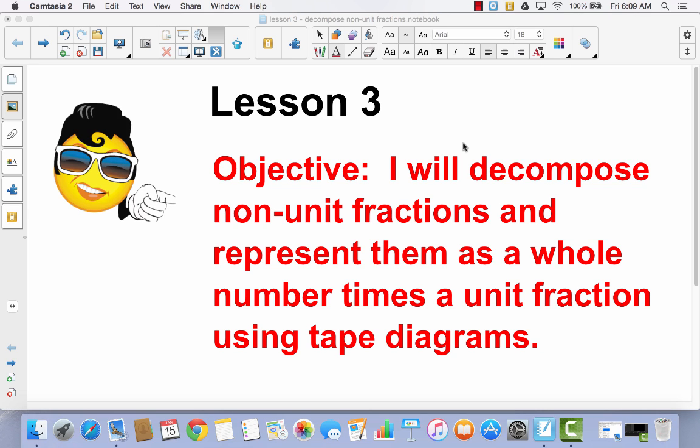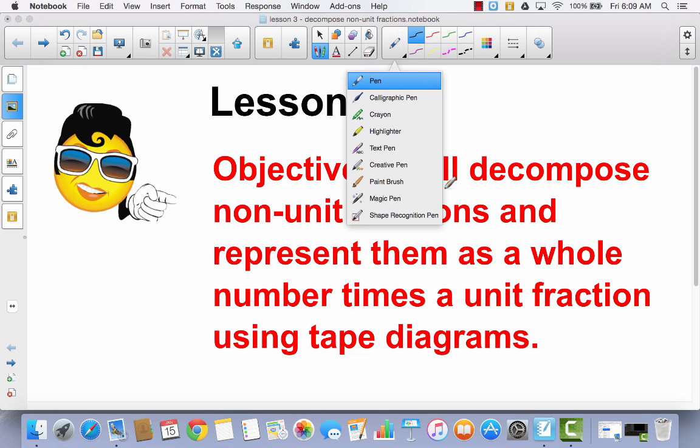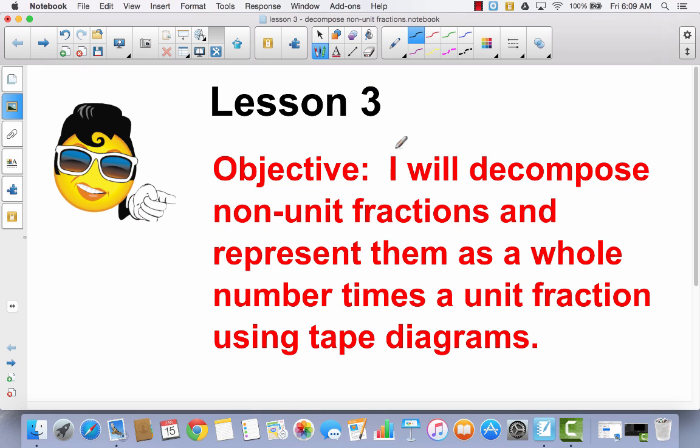Lesson 3, I will decompose non-unit fractions and represent them as a whole number times a unit fraction using tape diagrams. So first of all, let's review a little bit about what we did yesterday. Yesterday, in lesson 2, we decomposed unit fractions. So let's talk about a unit fraction, because today we're going to talk about non-unit fractions.